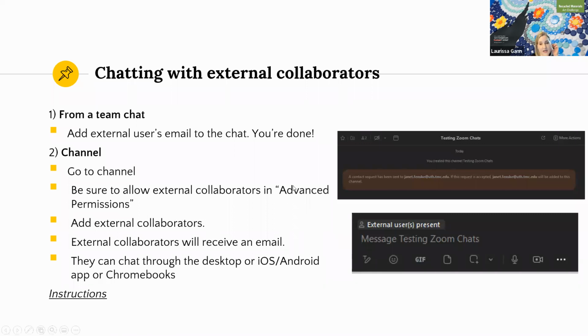If you're going to add them to a channel, you do have to take that extra step of going to your advanced permissions and saying that you want to add those external collaborators. They're going to get an email and then they can start chatting with you.